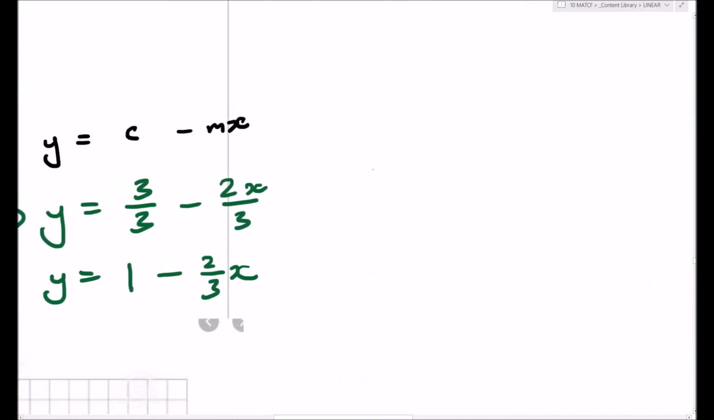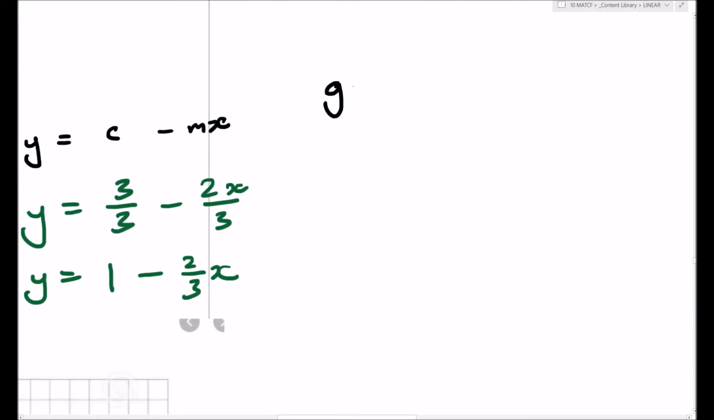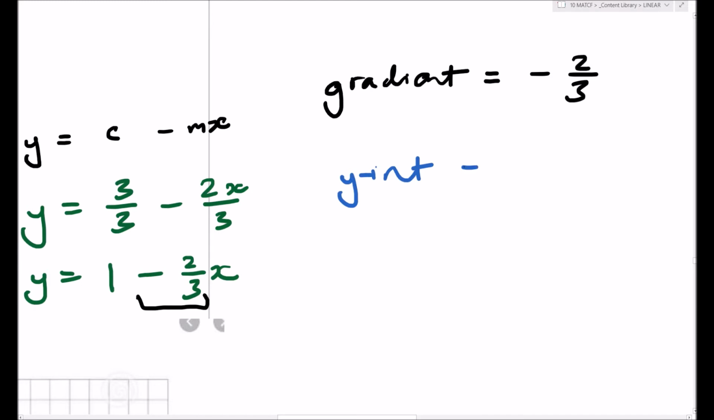So when I do my gradient and my y-intercept here, remember my gradient is always coupled with the x. It's always next to the x. So in this case, my gradient is right here, negative 2 over 3. So this is saying the rise is 2, the run is 3. There's my gradient. What about my y-intercept? Let's use another color. You guys can probably already assume that my y-intercept is right here. It's 1. So my gradient is negative 2 over 3, and my y-intercept is 1.